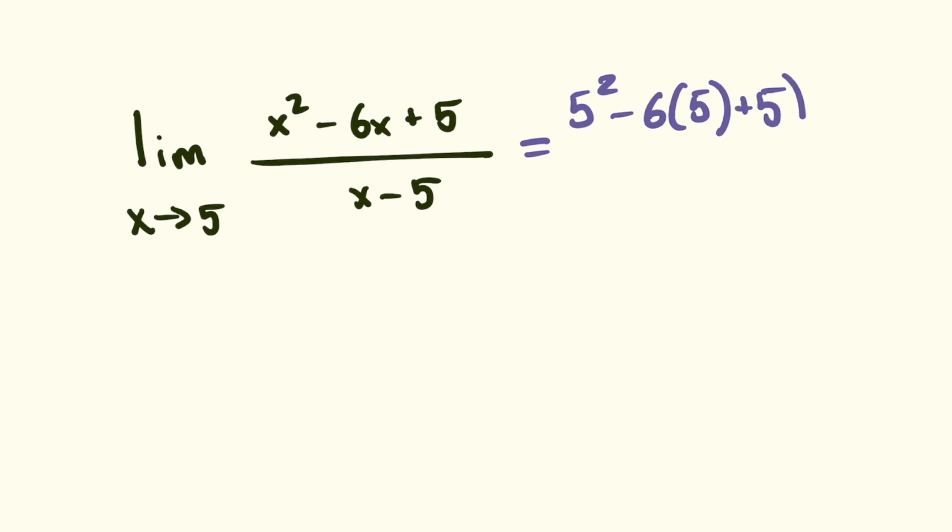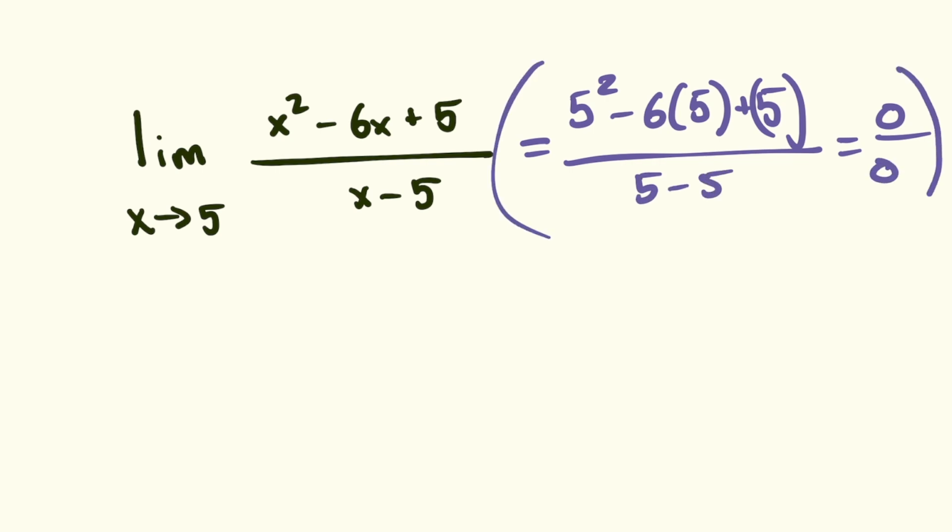So first of all, we get 5 squared minus 6 times 5, so 25 minus 30, which is a minus 5, plus 5, so we get 0 on the top. And on the denominator, we get 5 minus 5, which is 0 on the denominator. I'm going to put this in parentheses because we can see this isn't going to get us anywhere.